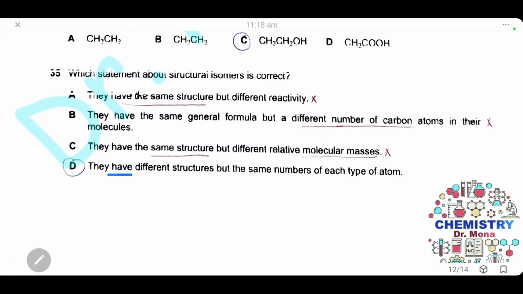Statement B is wrong. C, they have the same structure but different relative molecular mass. This is wrong. They have the same molecular mass but different structure. D, they have different structure but the same number of each type of atom, and this one is correct. Same number of each type of atom means the same molecular formula and different structural formula, so the answer is D.